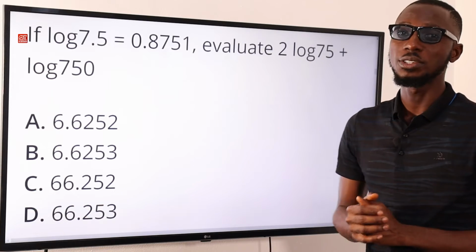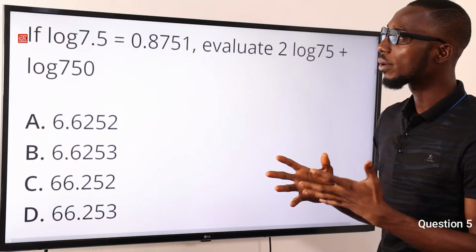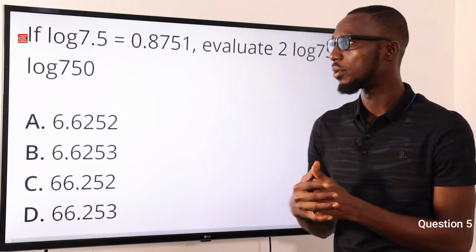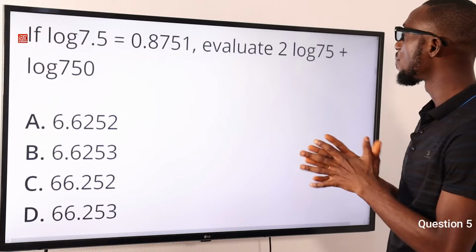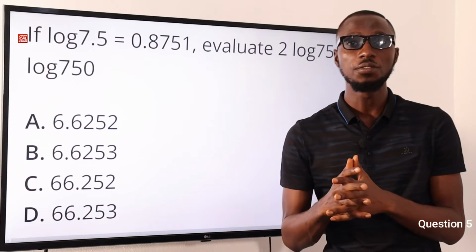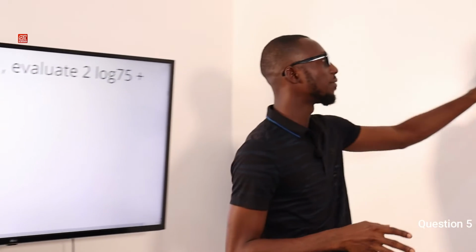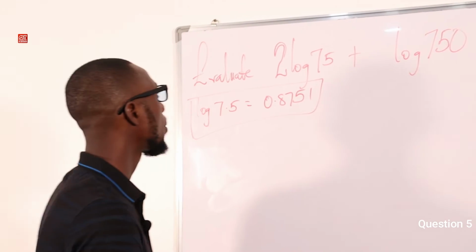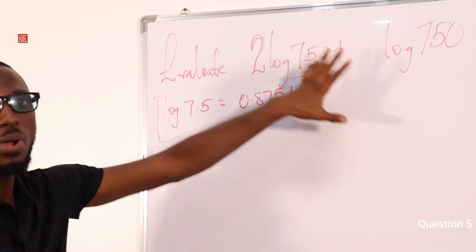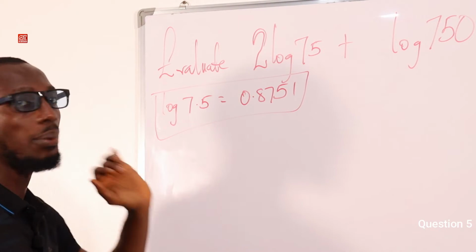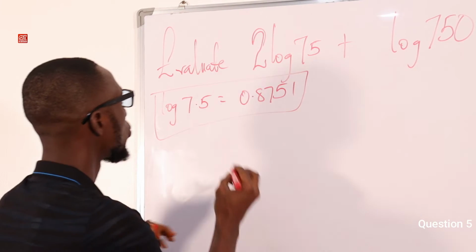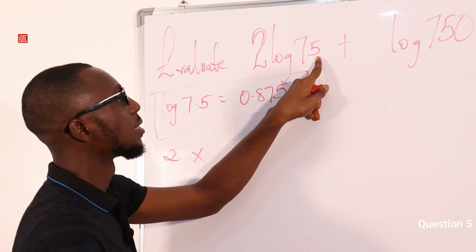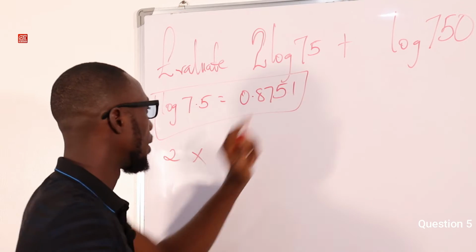So join me as we solve question 5. If log 7.5 equals 0.8751, evaluate 2 log 75 plus log 750. So we are given this, and we are asked to evaluate this. This is very easy to tackle. Everything we are going to do, we'll be bringing it back to this 7.5. So this will be 2 times, remember that 75 is 7.5 times 10.